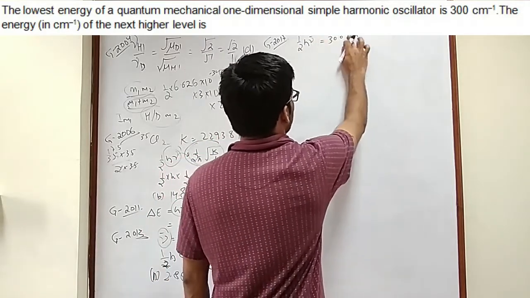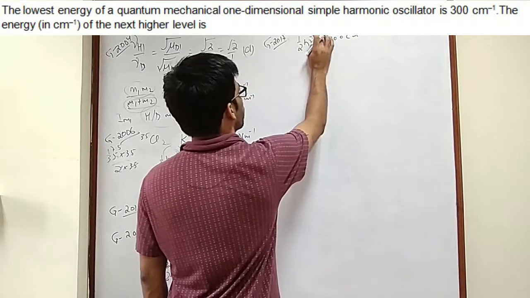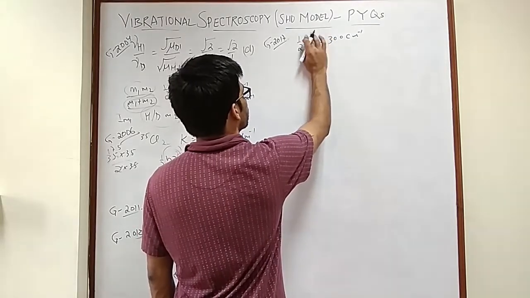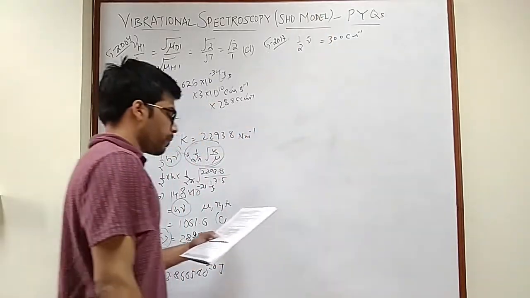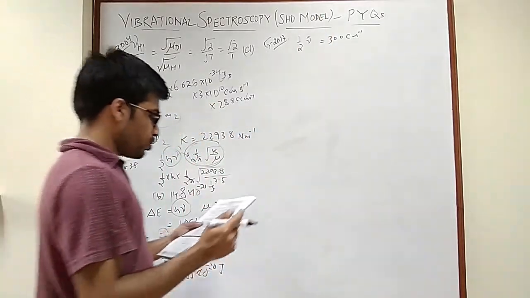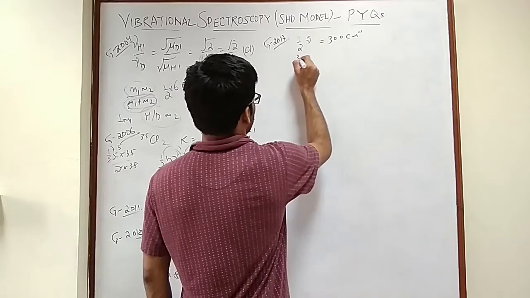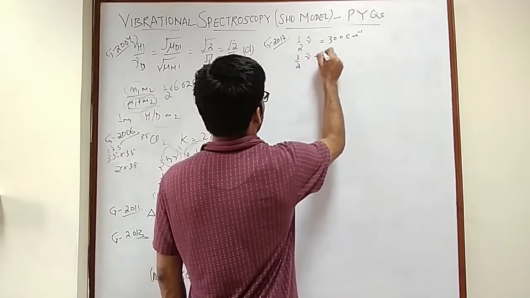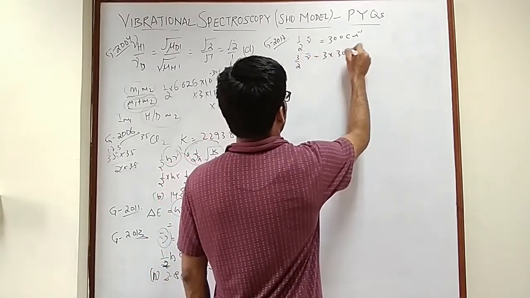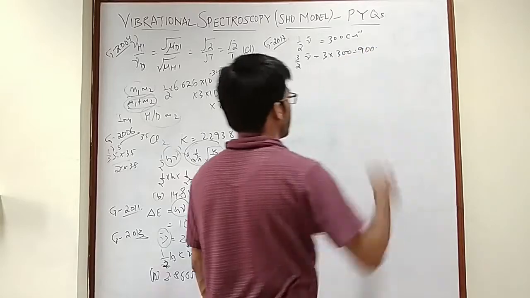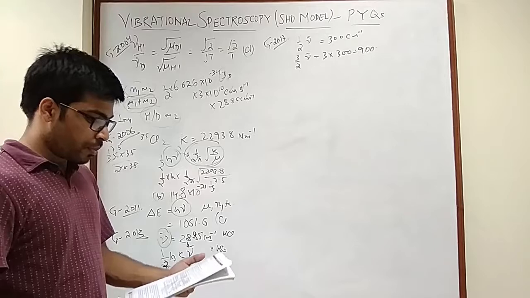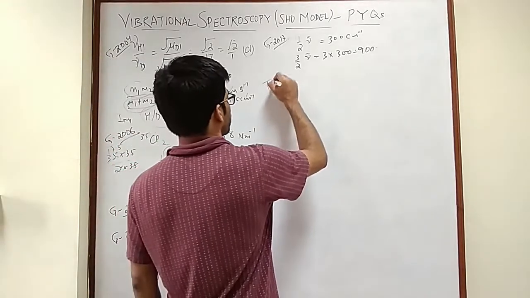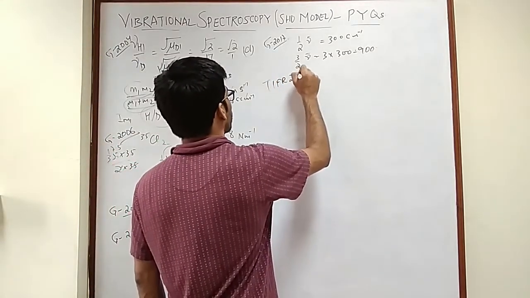This is in centimeter inverse, so this would be half mu r. Okay, and they've asked you for the next higher level. Now the next higher level is 3 by 2 mu bar, so that means 3 into 300, that is 900, and that is the correct answer. Okay, so that's all the questions from GATE. Now we'll take a look at the questions from TIFR.